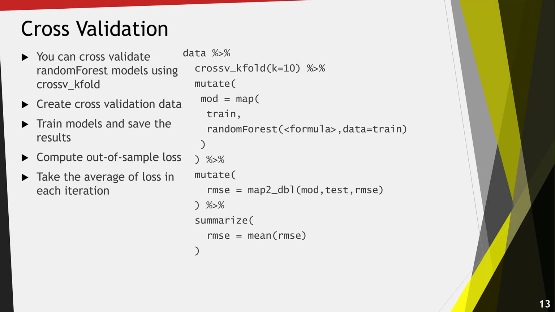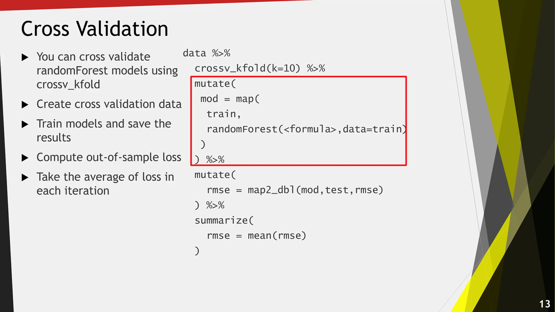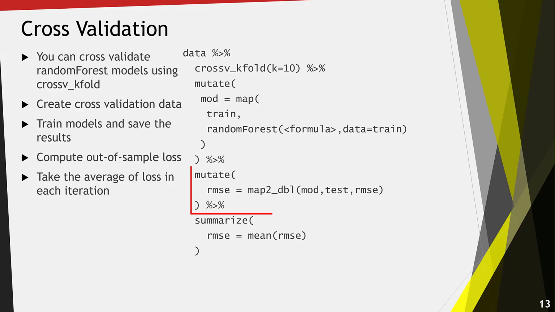Just like OLS models, we can cross-validate random forest models using cross-v k-fold. The process works exactly the same. We'd use the cross-v k-fold function to create validation data. We'd then train models and save the results using the map function and our modeling tool here, random forest. We could then compute the out-of-sample loss on the test data, again using the map2double function and the root mean square error function from the modelr library. This would give us a tibble with 10 values of the root mean square error, 1 for each cross-validation fold. We can compute the average across all of those using the summarize function.